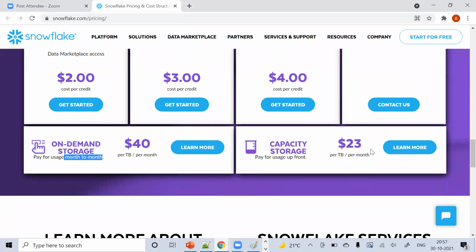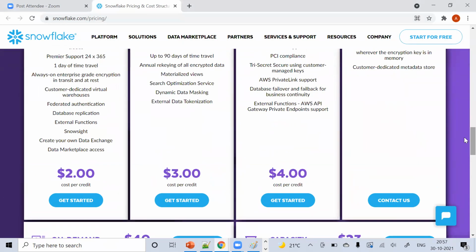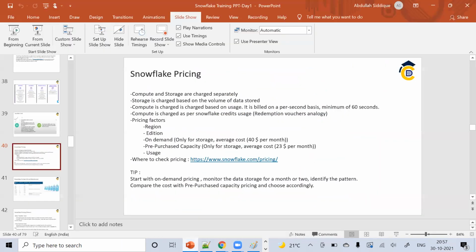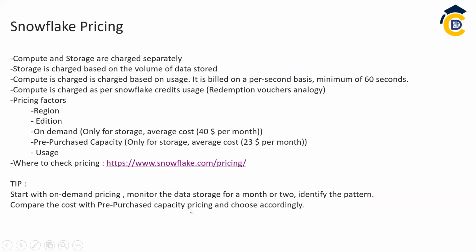Okay, month to month basis. So this is about how storage and compute resources work as far as the pricing model goes.